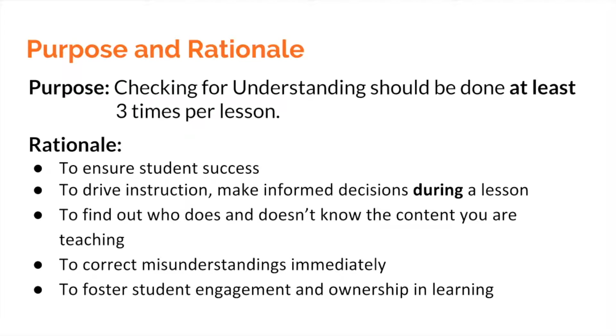If you use a Check for Understanding and realize that students are not understanding what they need to know, you might have to go back a step in your gradual release model. For example, you may need to continue longer in I do, or you might have to move from a we do back to an I do. Another reason is to find out who does and doesn't know the content you are teaching, and to correct misunderstandings immediately in real time. And lastly, to foster student engagement and ownership in learning.